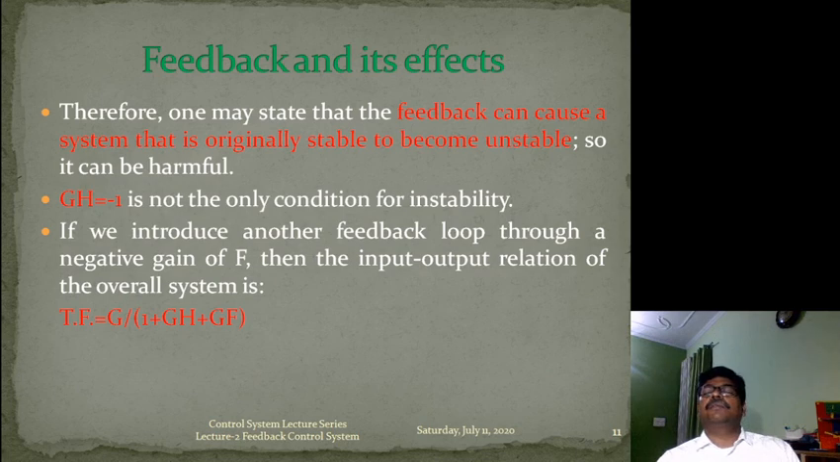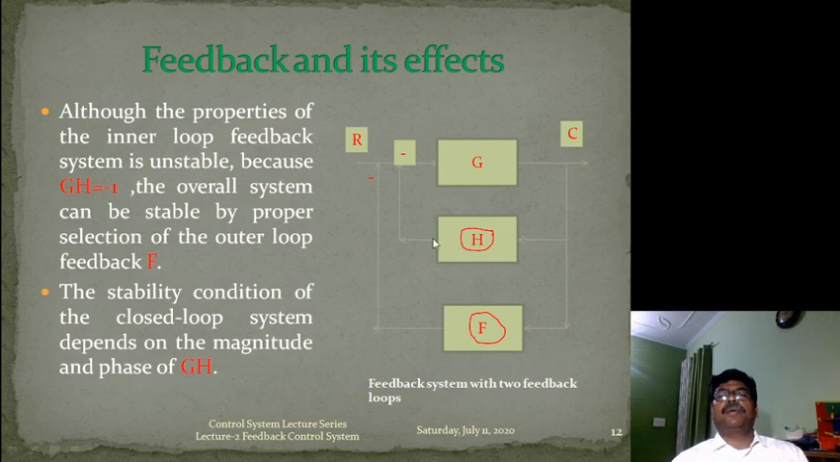This is not only the case for instability. However, if we include another feedback, what would happen? The transfer function of the overall system will be G upon 1 plus GH plus GF. In this block diagram, you can see the inner feedback loop has the path gain F. In the earlier case, we discussed that GH may be equal to minus 1, so the system becomes unstable. But if we add another feedback loop in the system, what would happen?